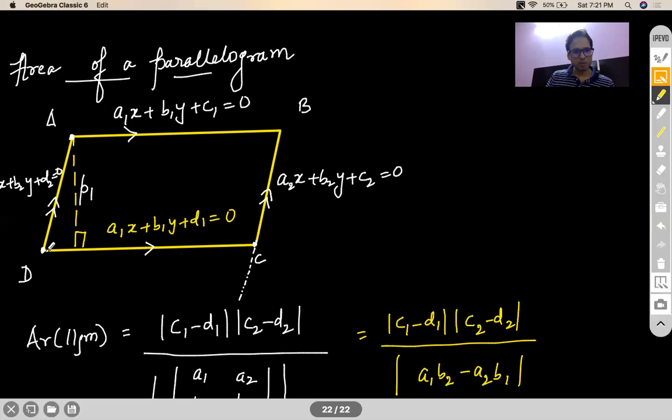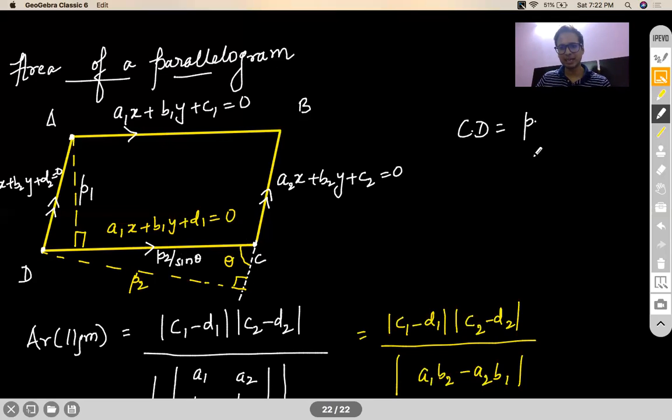Let me drop a perpendicular from the point D onto BC extended, and let's call this P2. Let's say this angle is theta. You would all agree with me that if this is P2 and this is theta, then CD length would be P2 by sine theta. Do you agree with me or not? CD length would be P2 by sine theta. That is nothing but your base, and your height is nothing but your P1. Correct? Height is your P1.